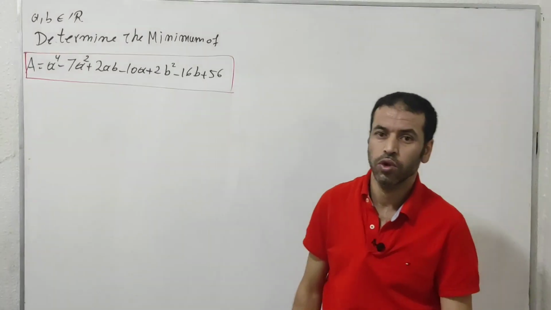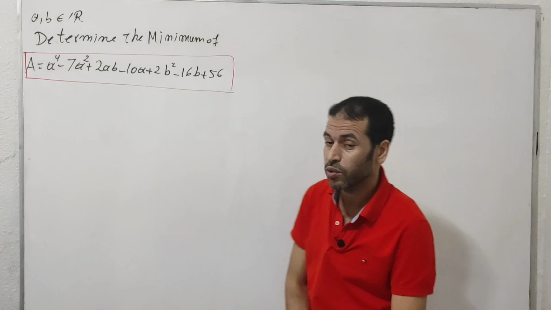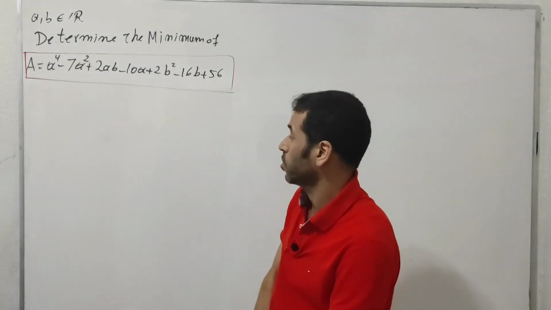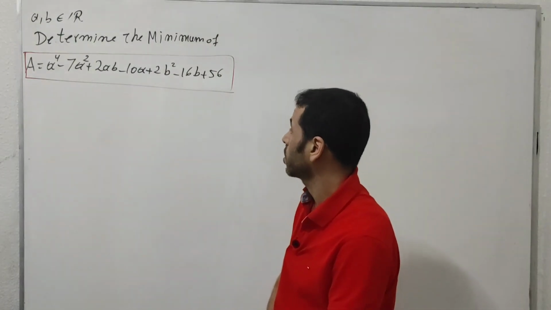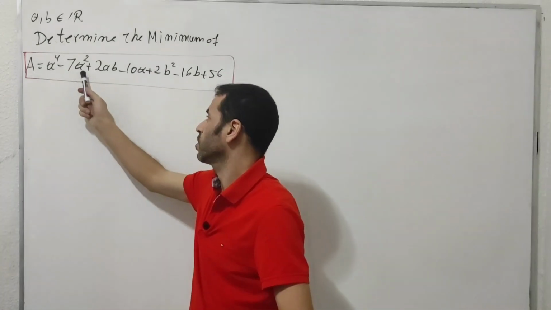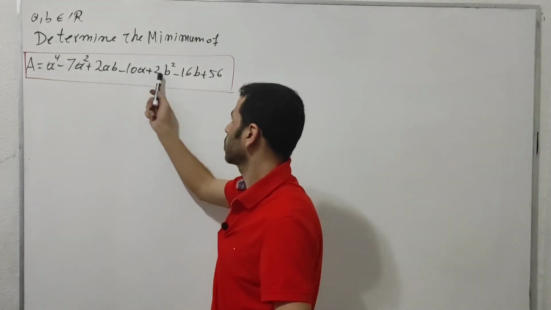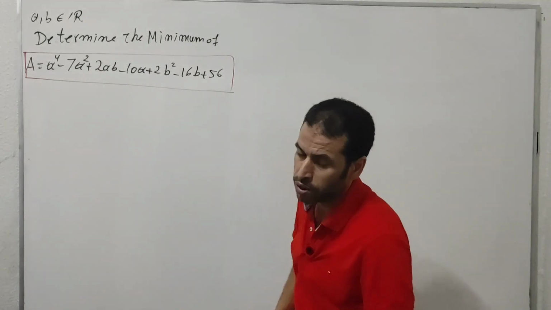Today's video, I would like to share with you a very nice problem that was suggested by a viewer. Here is the following information. We have a, b as real numbers. Determine the minimum of the capital A, which equals a to the fourth minus 7a squared plus 2ab minus 10a plus 2b squared minus 16b plus 56.